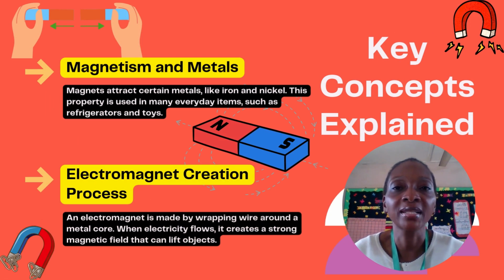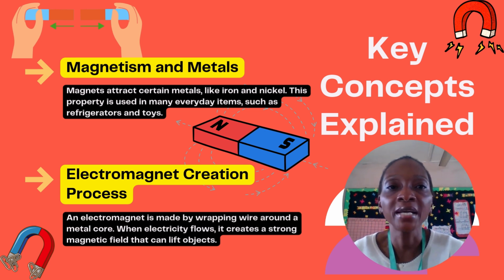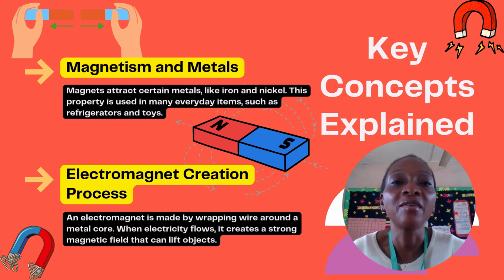Now let's look at magnetism and metals, that is, magnets and metals. Magnets attract certain metals. Do you know that? Like iron and nickel. This property is used in many everyday items, just like in our refrigerators and in our toys.